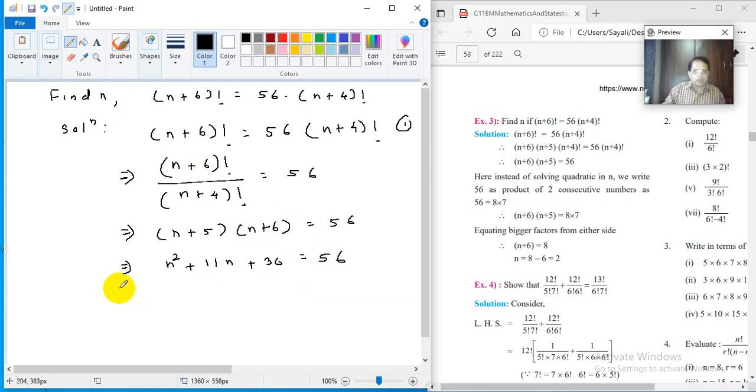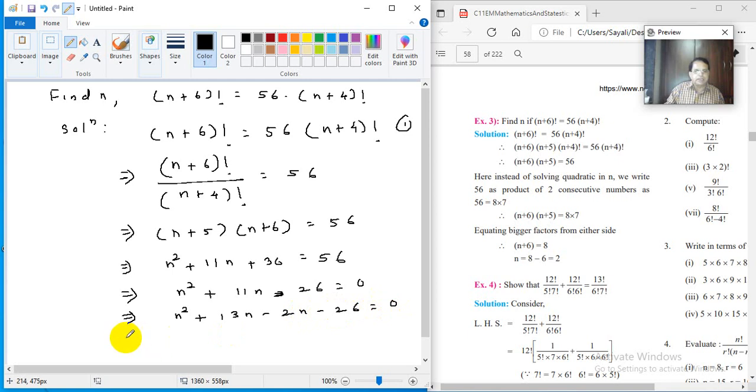Okay, so now what does that imply? It implies n² plus 11n minus 26 is 0. So now 26, here it is a minus sign, so I have to find two numbers whose product is 26 and difference is 11. Right, and those numbers are 13 and 2. So what I can write? This is equal to n² plus 13n minus 2n minus 26 is equal to 0.